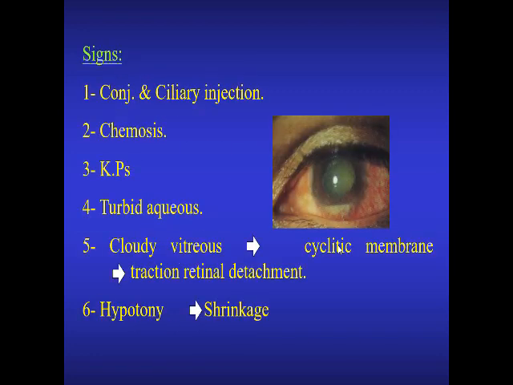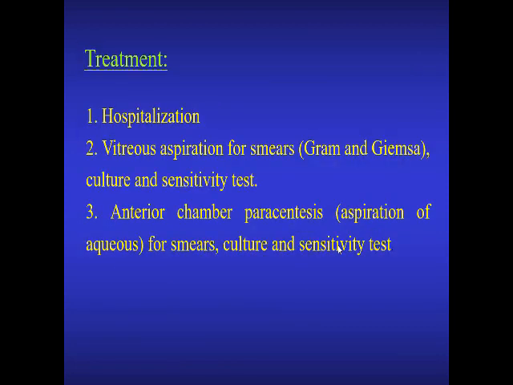The signs include conjunctival and ciliary injection, chemosis, keratic precipitates, turbid aqueous, cloudy vitreous, leading to formation of cyclitic membrane, and its contraction leads to traction retinal detachment. Hypotony, which leads to shrinkage of the eye.